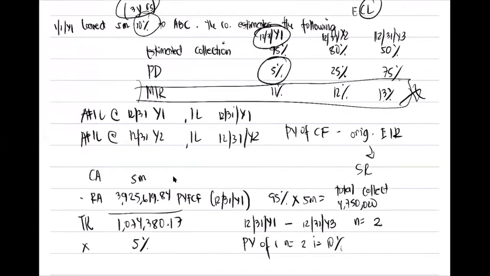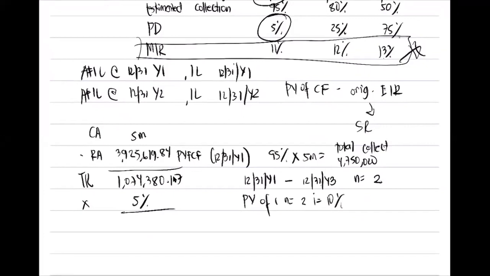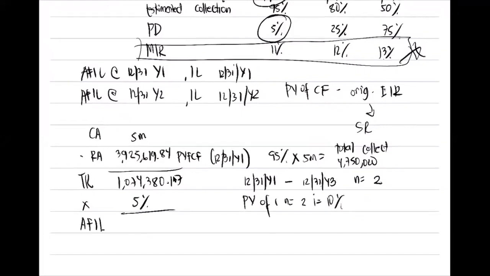Remember, under ECL, ang sabi natin, we need to weight the amount of our loss. So how do we weight it? Based on the probability of default. So we just multiply it to your 5%. So how much is our ending AFIL?